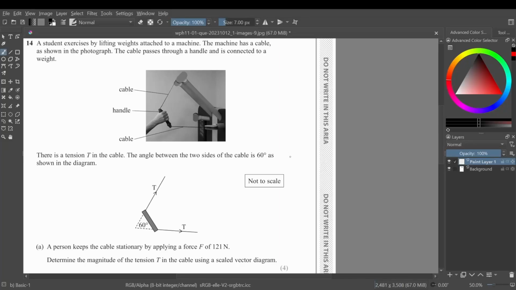Okay, so we have a question right here. It basically says that a student exercises by lifting weights attached to a machine. The machine has a cable as shown in the photograph. The cable passes through a handle and is connected to a weight. There is a tension T in the cable.